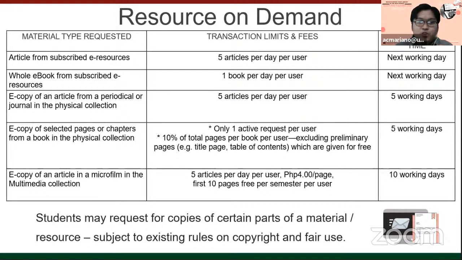So here are the things you can request and how long it would take. If you're requesting for an e-resource, usually a journal article from a database which we have a subscription to, it's 5 articles per day per user. The turnaround time is usually the following day. For whole ebook or e-resource, in this case, I think we're just gonna give you access.